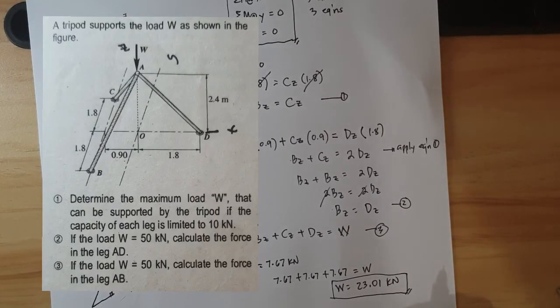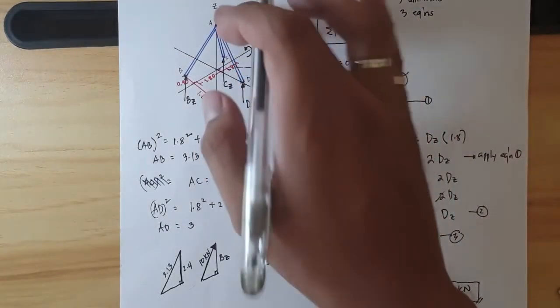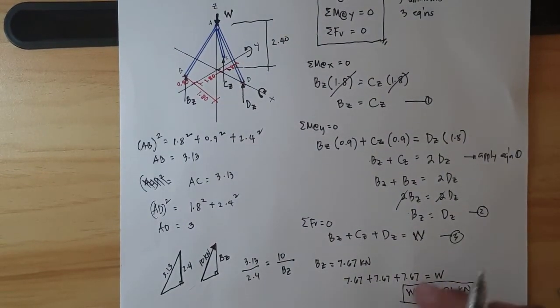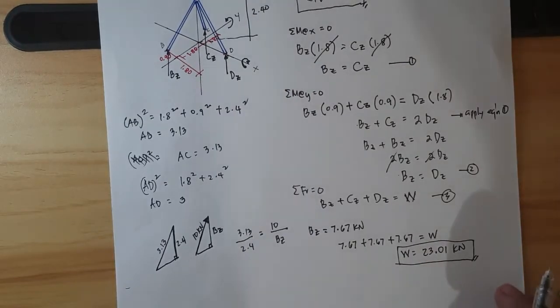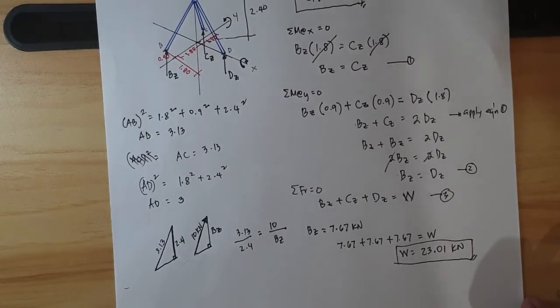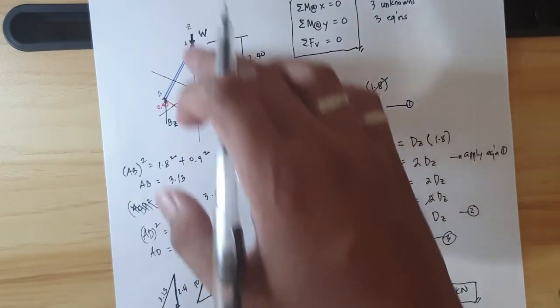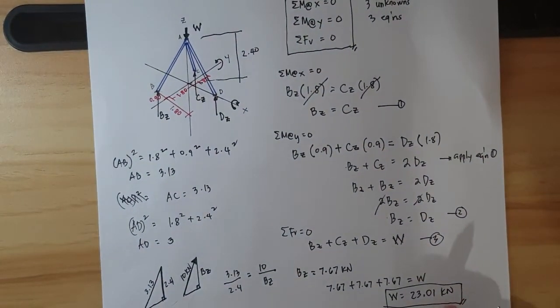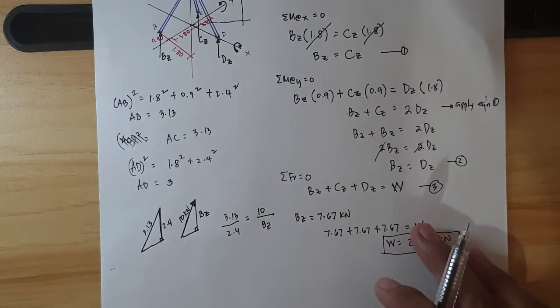For number 2, if the load W is equal to 50 kilonewton, calculate the force in the leg AD. So you will find the force AD if W is 50. So, we no longer follow W as 23.01. If what is being looked for is per leg, the given is W, and you find the capacity of each leg. So your approach is still proportion by ratio and proportion, but reversed.